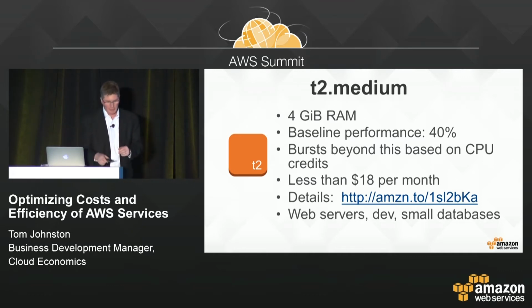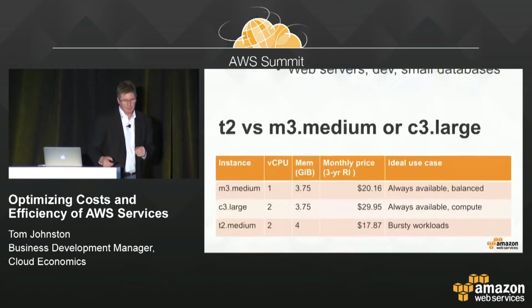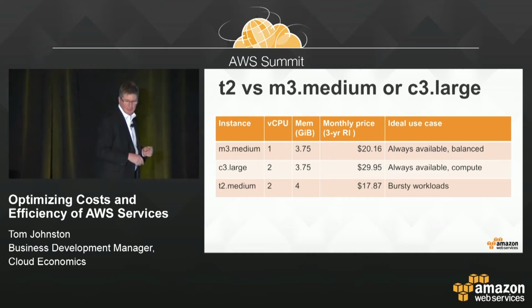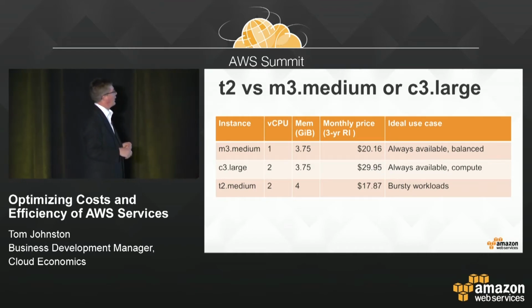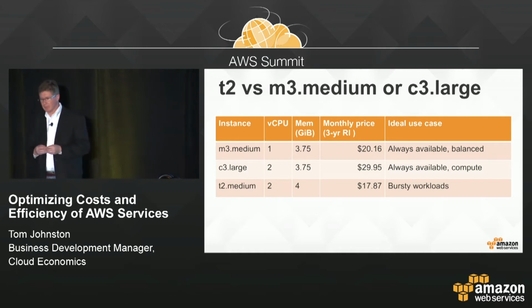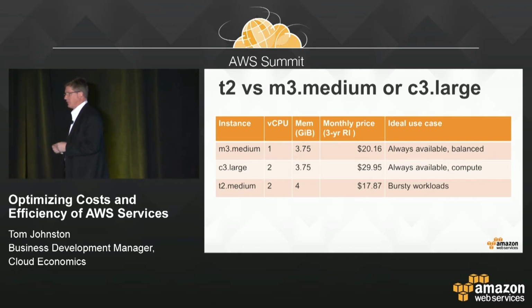Now, a lot of you might say, hey, I don't need something that's going to burst. I want continuous performance. Well, you know what, guys? Look at this. The T2 medium is going to outperform in most cases the M3 medium. I'll show you that in a second, and it's 11% cheaper. In many cases, it's going to be just as good as the C3 large, which costs $30 versus $17.87.